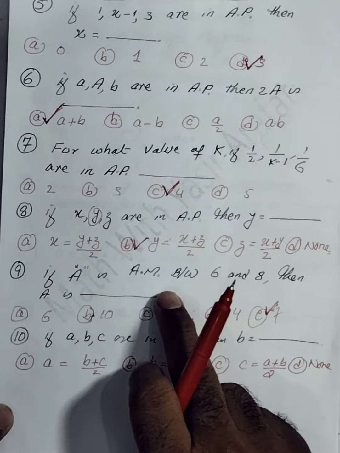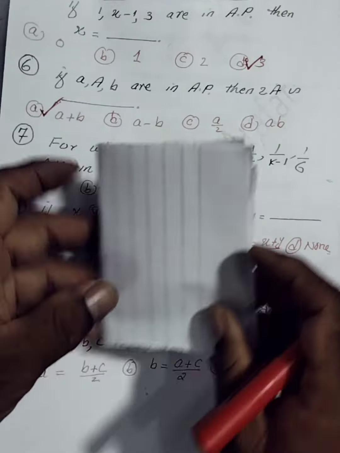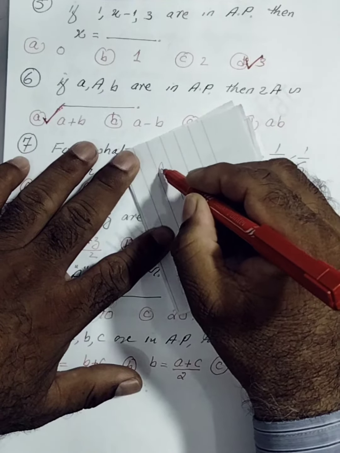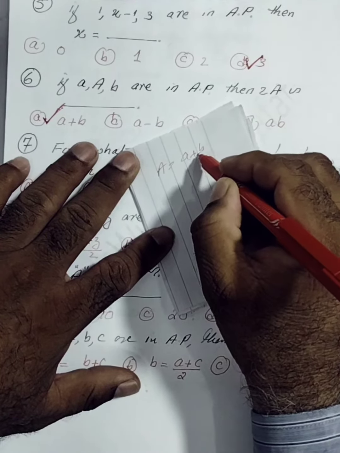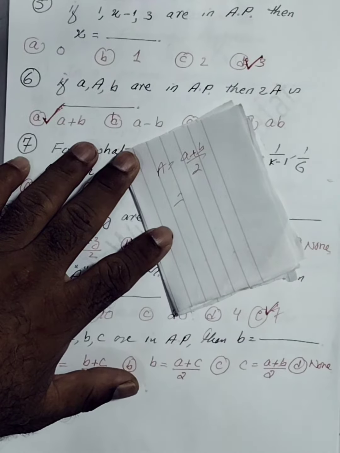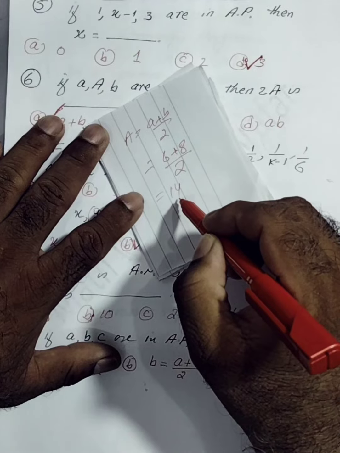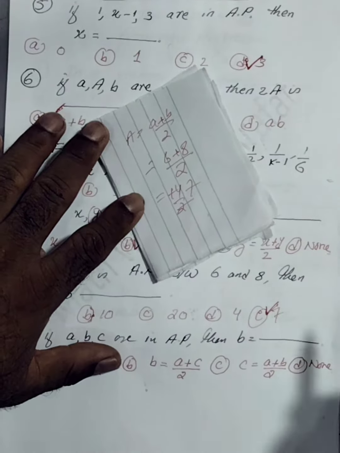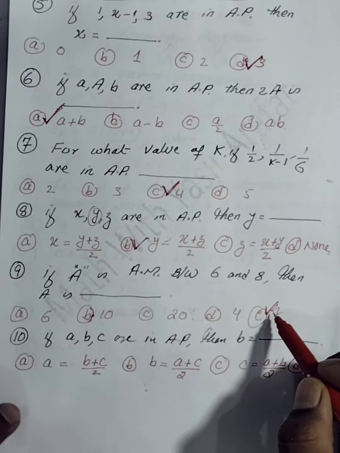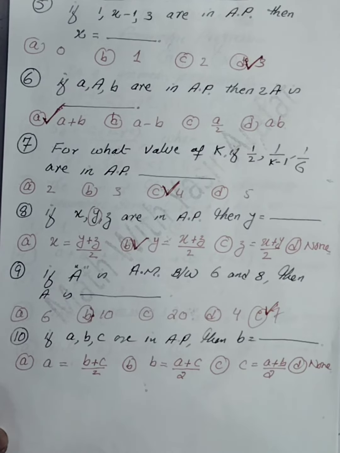Now the ninth MCQ. If A is the arithmetic mean between 6 and 8, so we have the formula a plus b upon 2. So this is 6 plus 8, that is 14 upon 2. 2 sevens are 14, so the E option is correct here, that the answer is 7.